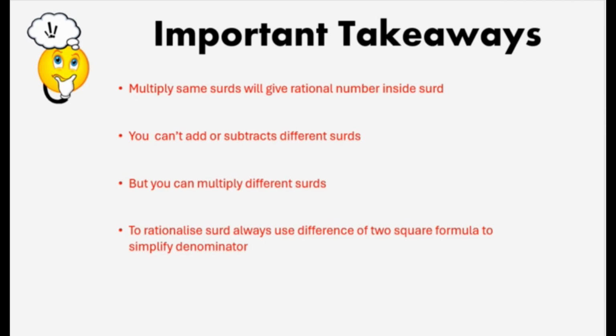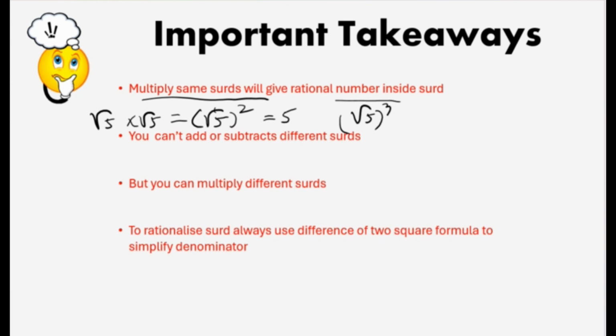Okay, an important takeaway for this topic is that multiplying the same surds will give a rational number without the surd. So for example, root 5 times root 5 will give me 5. Basically we can write root 5 squared, and the square and square root will get cancelled, so we get 5. What happens if we have root 5 cubed? In that case, I can write root 5 times root 5 times root 5. So this root 5 times root 5 will give me 5, and I can't simplify it further, so that will give me 5 root 5.